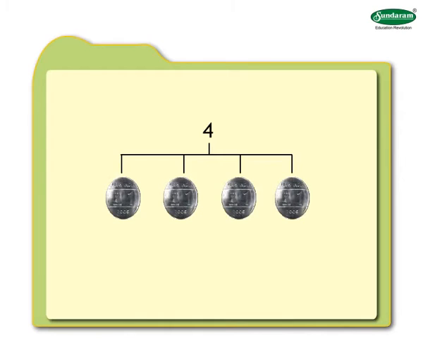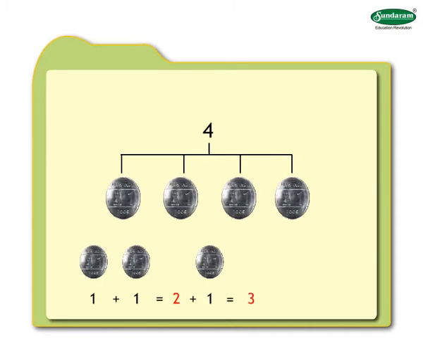add 1 rupee coin one by one. See alongside. That is 1 plus 1 is equal to 2. Let us add one more 1 rupee coin. Thus, 2 plus 1 is equal to 3. But we want the total to be 4 rupees.